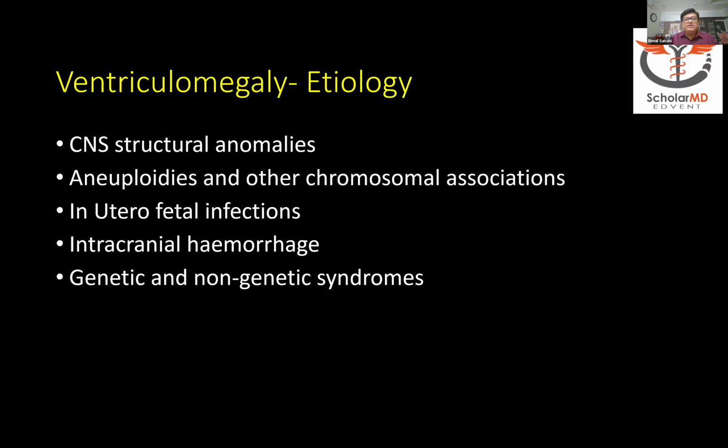It's very important, because I said it's just a finding. We are going to look for a diagnosis, so we need to know the etiology. Now, the etiology could be CNS structural anomalies, aneuploidies or other chromosomal associations, in utero fetal infections, or intracranial hemorrhage, or genetic and non-genetic syndromes.